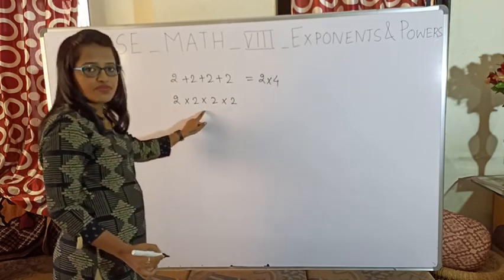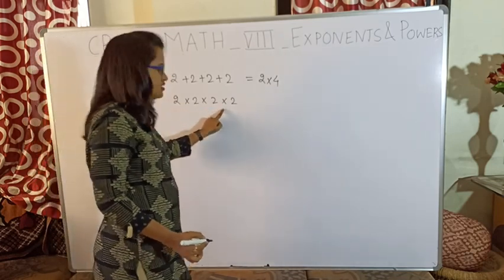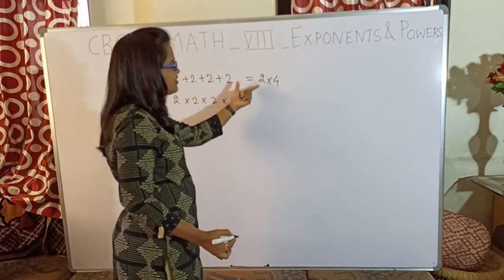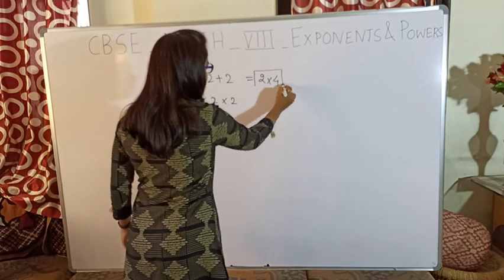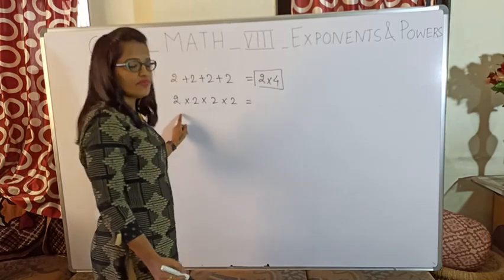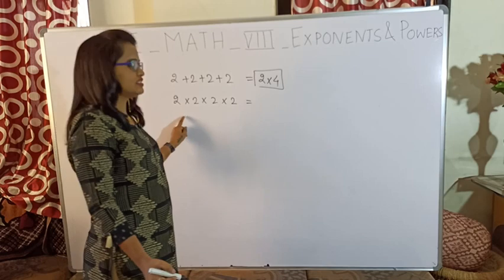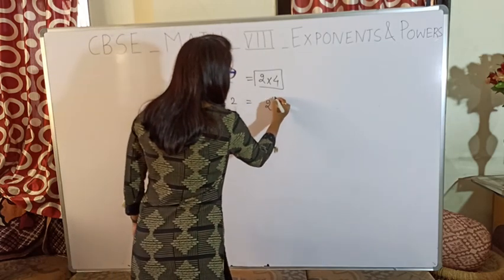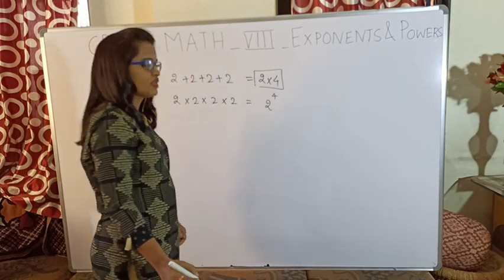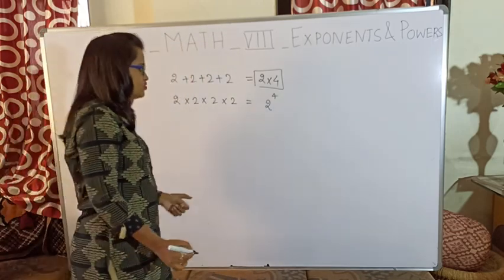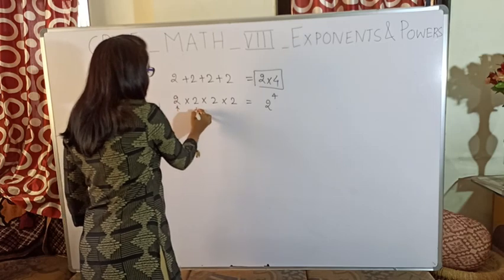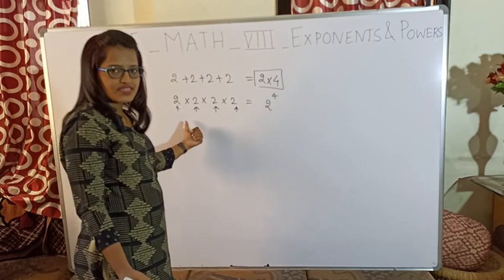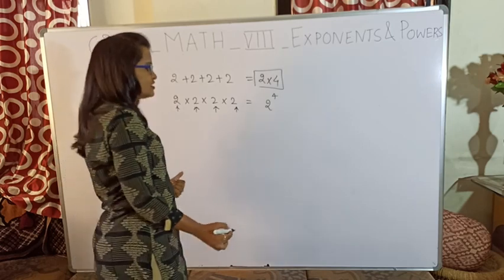The same number is being multiplied to itself. Yes, as the same number when added to itself can be written in this simplified form, similarly, when the same number is being multiplied to itself, this can also be written in a simplified form in terms of 2 raised to 4. Now why 2 raised to 4? Let us look. Now I am multiplying the number 2 with itself. The same number is being multiplied with itself.